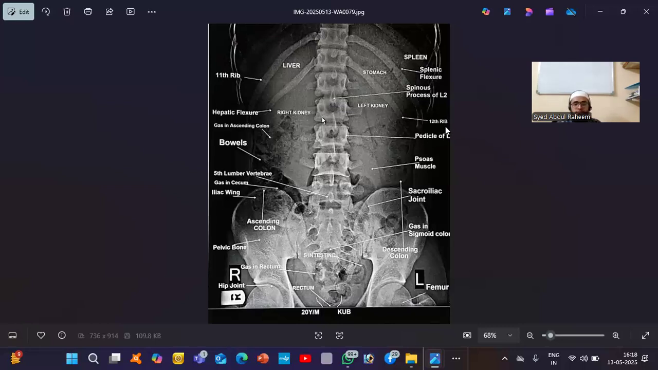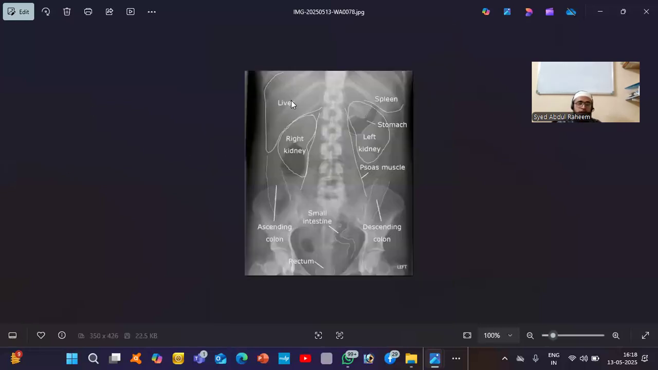So this is the basic simple X-ray abdomen. You will get basic details, not in-depth details. This is how the liver looks. Is there any stone in the gallbladder, any stone in the right kidney? You will be able to see stones in the X-ray because they are a hard substance. You will see tiny stones.